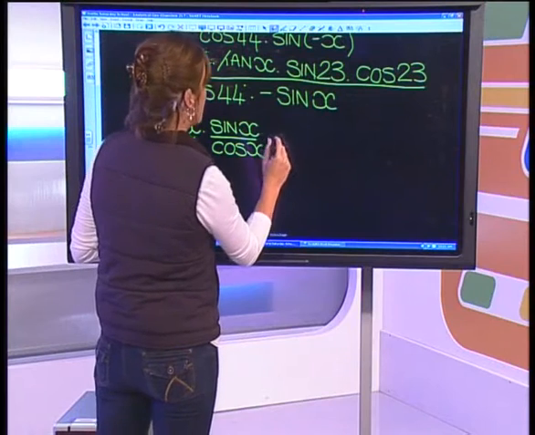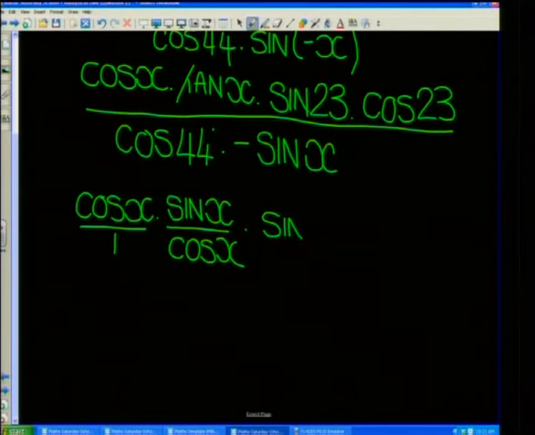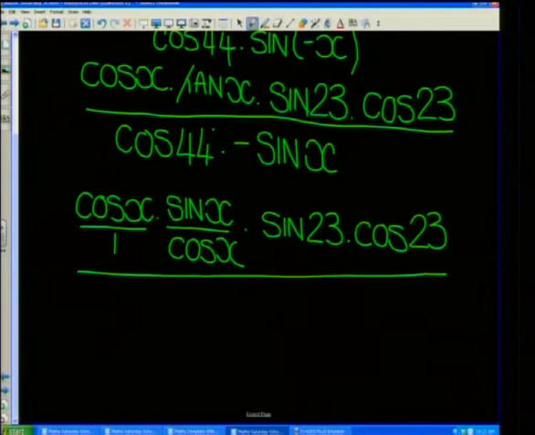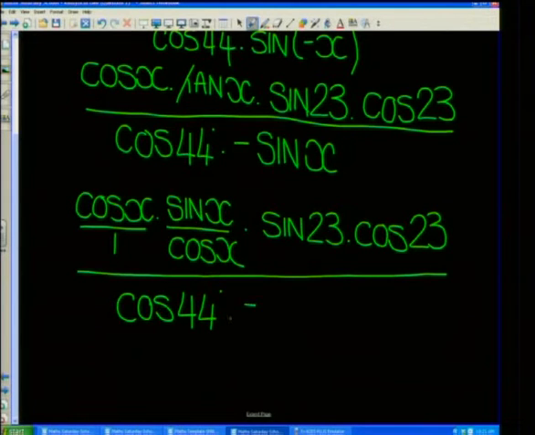I've got sine 23, cos 23, which right now I don't really have any plans for. I'm not seeing what I'm supposed to do, so let's just deal with that in a minute. Same thing for cos 44. I'm not really sitting with any kind of value for that at this stage, and negative sine x right now we're going to work with as is.